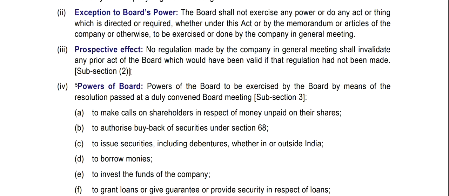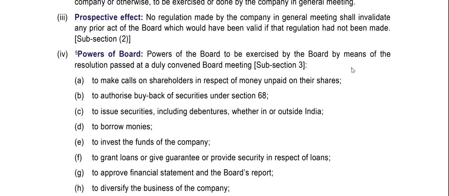So they cannot exercise any power other than this. Prospective effect: no regulation made by the company in general meeting shall invalidate any prior act of the board which would have been valid if that regulation had not been made. Powers of the board to be exercised by the board by means of a resolution passed at a duly convened board meeting, cannot be by circulation, that is subsection 3.